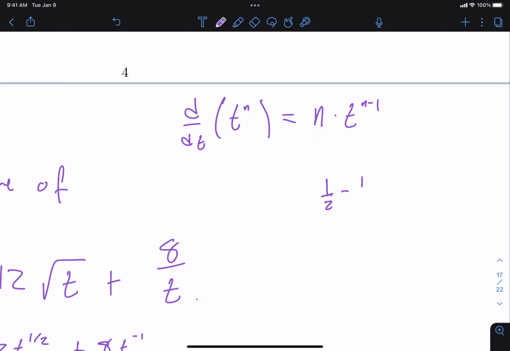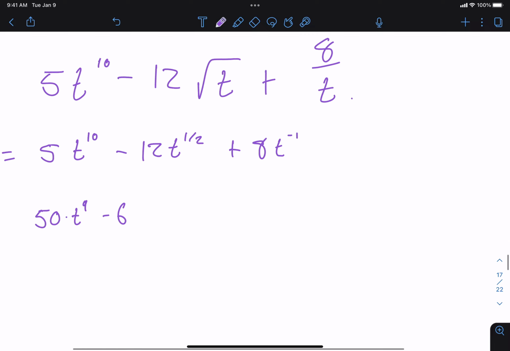Okay, but of course to subtract fractions, we need to find a common denominator. So I'm going to write 1 as 2 over 2. So I take 1 over 2 minus 2 over 2. Subtracting fractions, we leave the denominator alone, and we subtract the numerators as long as we have a common denominator. So I get negative 1 on top. So in this case, it becomes t to the negative 1/2, because that's what you get when you take away 1 from 1/2.